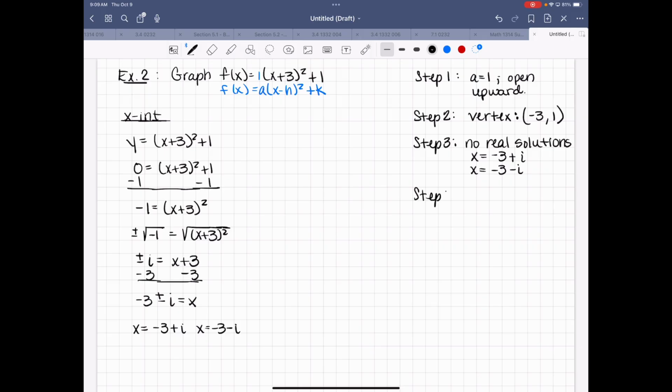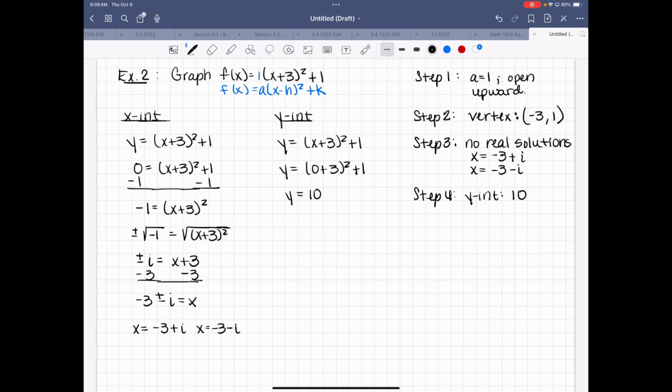Step 4 is to find the y-intercepts. Okay, so I'm going to go over here to my y-intercepts. And I'm going to take my function y equals (x plus 3) squared plus 1. And I'm going to make x 0. So I get y equals (0 plus 3) squared plus 1. So y equals 10. That one was pretty nice, right? Okay, so we get a y-intercept of 10.